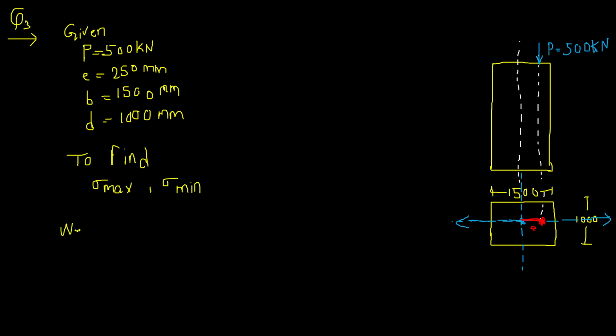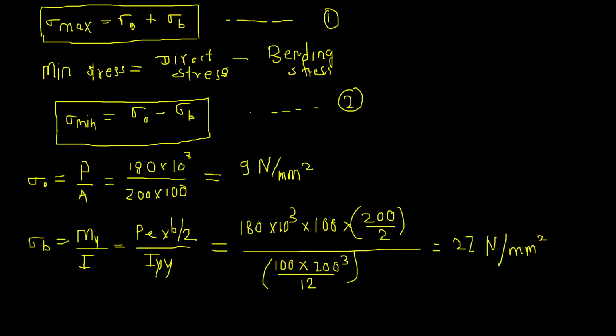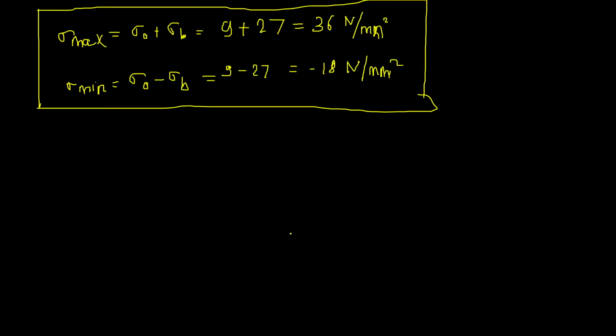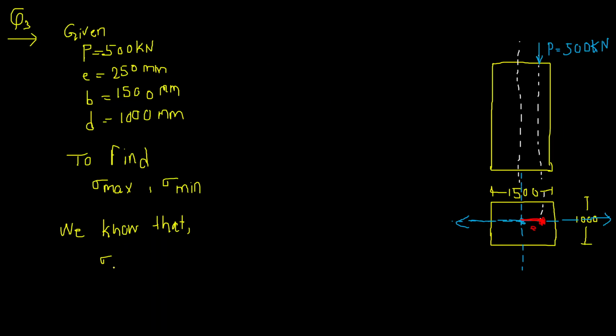Now next is writing the formulas, same as we did in the previous question. We know that maximum stress sigma max is equal to direct stress plus bending stress. Write it down like this: sigma max is equal to sigma naught plus sigma b. So this is equation number 1. Similarly, minimum stress sigma minimum is equal to sigma naught minus sigma b. So now individually we'll calculate. Sigma naught is equal to force divided by area.